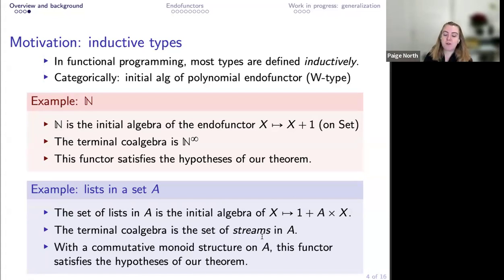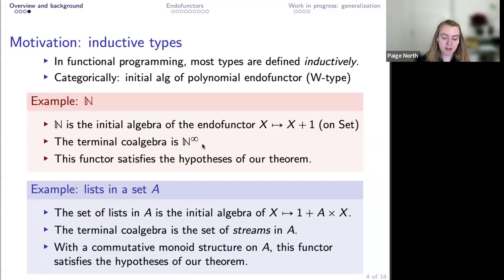Then we can ask what the terminal coalgebra is. Maybe I should define the words algebra and coalgebra in a second, but if we look at the terminal coalgebra, so we take the category of coalgebras and look at the terminal object, it's what I'm calling an infinity, which might not be the greatest name for it, but it's kind of the one-point compactification of the natural numbers. So it's the natural numbers plus a point at infinity. I'm using the word compactification, but it's just a set. And this endofunctor does satisfy the hypotheses of our theorem. So I'm going to use it to illustrate the theorem throughout the rest of the talk.